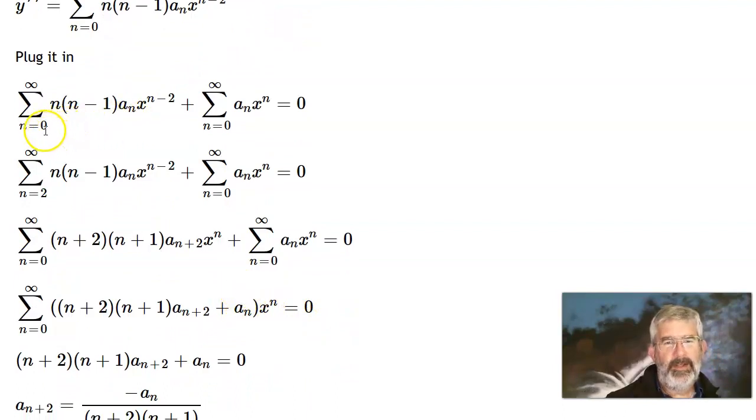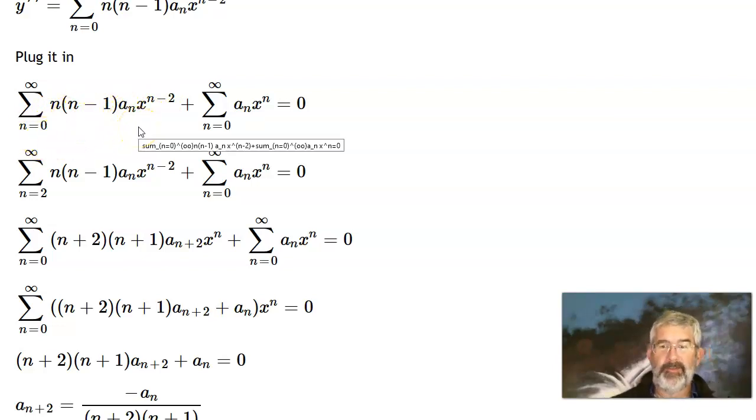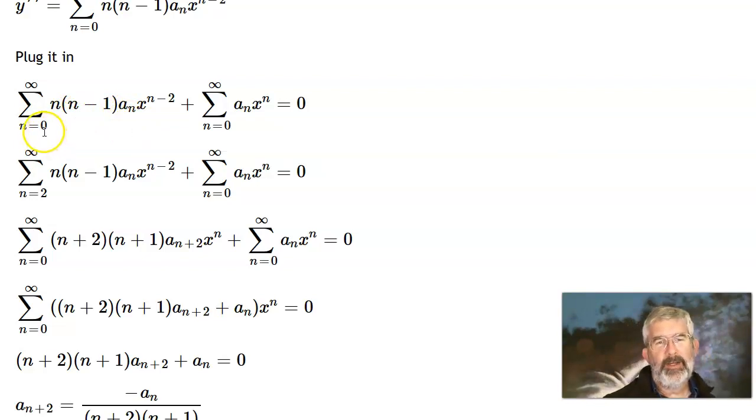First thing I notice is that in this summation, I don't really need the first two terms, because when you plug in n equals 0, that's going to be 0 times all this stuff. And when you plug in n equals 1, there's going to be 1 times all this stuff. When you take the second derivative, the first two terms get killed off, right? So rather than starting at 0, I'm starting at 2, because the first two terms are 0.